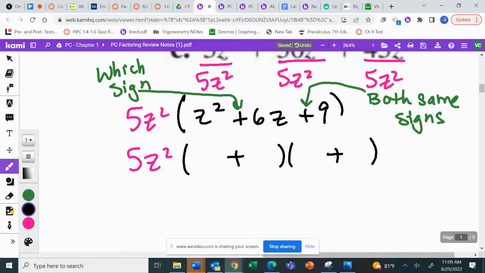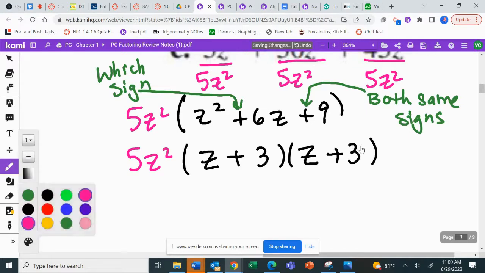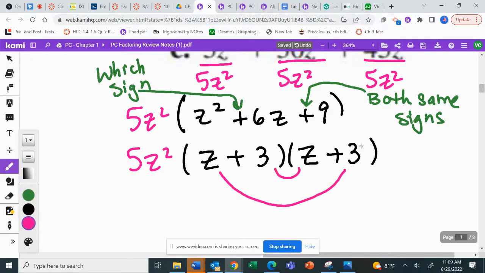Z times Z makes Z squared. So that's going to go in my first. My last can be 9 and 1 or 3 and 3. We're going to guess it's 3 and 3. And you can check your outer and your inner, plus 3Z, plus 3Z. Does that equal plus 6Z? Yes. So I've done it right. Except this is not the final factored answer. These are linear, so I can't factor further, but this is not the final factored answer.